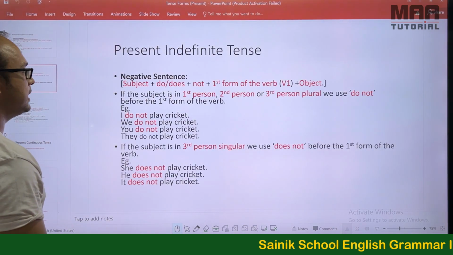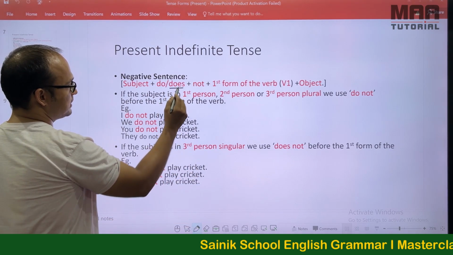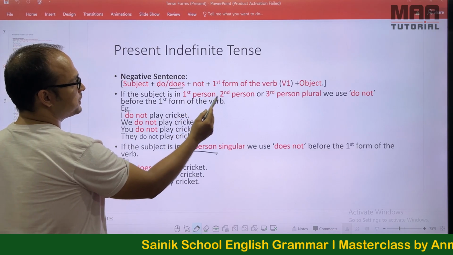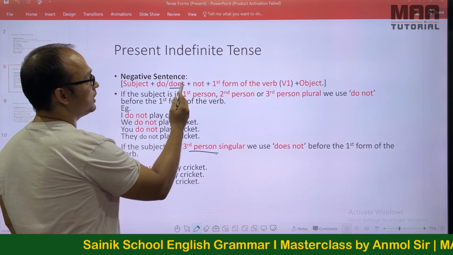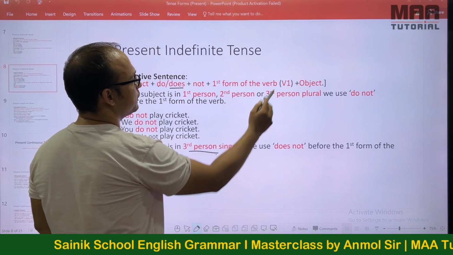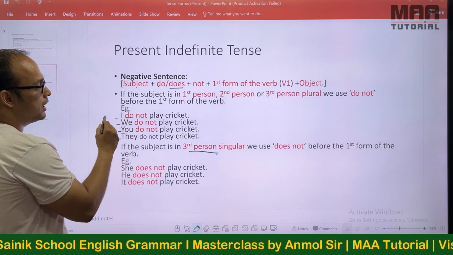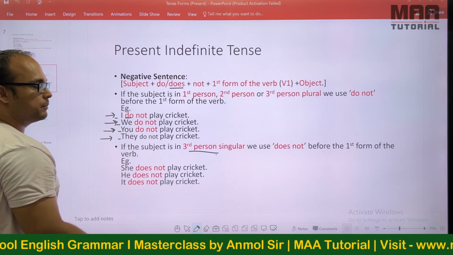Negative structure: subject plus do or does. Similarly, does is used only for third person singular. Do is used for first person, second person, and third person plural. So subject plus do or does plus not plus first form of the verb plus object. For example, I, we, you, they, we will use do. I do not play cricket, we do not play cricket, you do not play cricket, they do not play cricket.